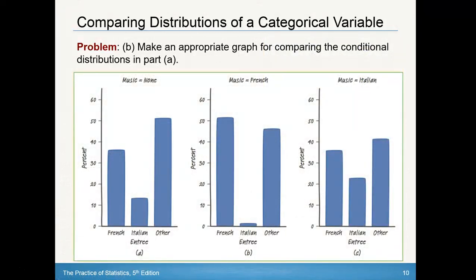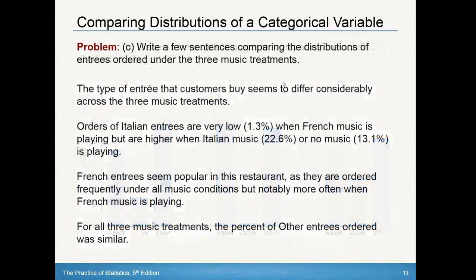Now let's take a look at a graph comparing the conditional distributions. So what we're taking a look at here is whenever we played no music, what did the three distributions look like? Notice other was the highest. When we were playing French music, the French was the highest. And when we were playing Italian music, actually the other was the highest. So we're just comparing the conditional distributions based on the type of music that was played.